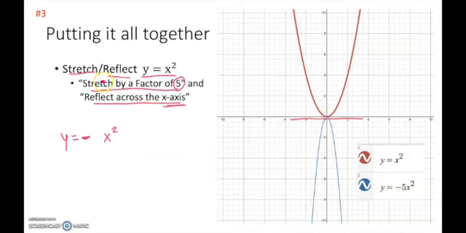And now we're going to stretch this by a factor of 5. Now 5 is a larger number, so we can expect our graph to get narrower and narrower, not wider and wider. So we'll place a 5 right in front of this x squared as well. So our transformed graph is y is equal to negative 5x squared. And as you can see, it's a more narrower graph that has been reflected across the x-axis.